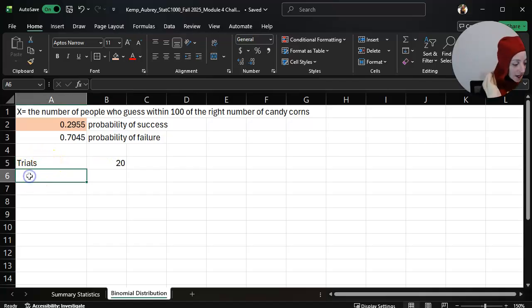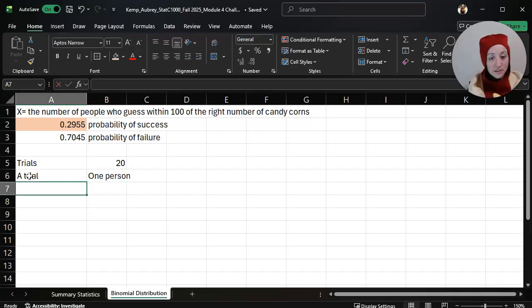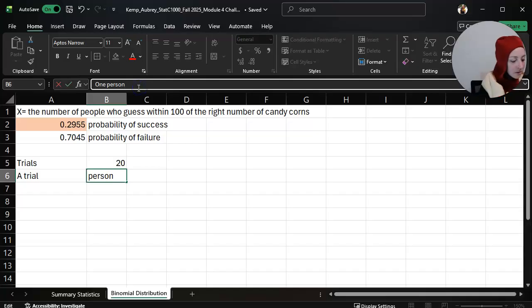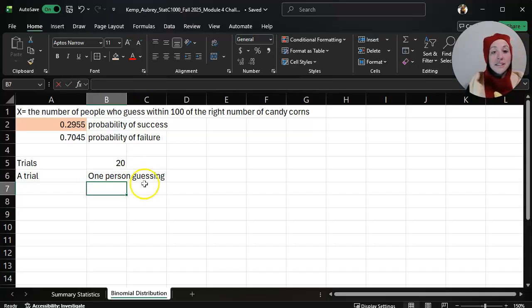So in this case, a trial is one person. So I'm asking this person to guess the number of candy corns here, and then I'm evaluating, are they within 100 or not? But again, I'm doing this in groups of 20. All right. So a trial is one person guessing. I should maybe write that. One person guessing. A success is guessing within 100. A failure is guessing over 100 away. And so what we're counting here is again where that probability of success is associated.